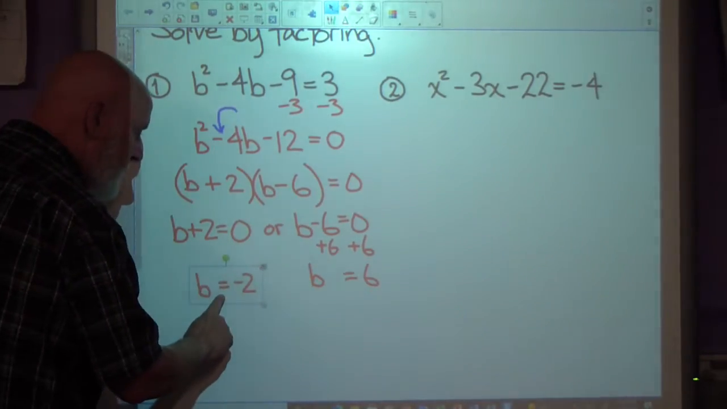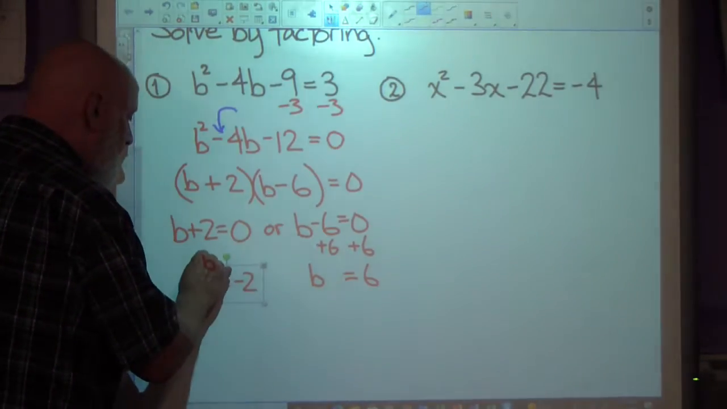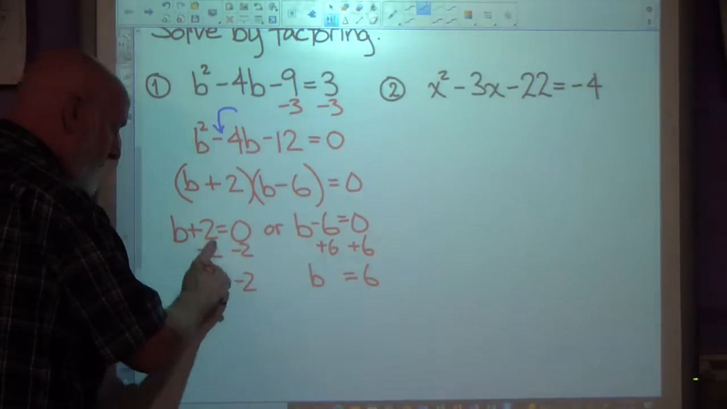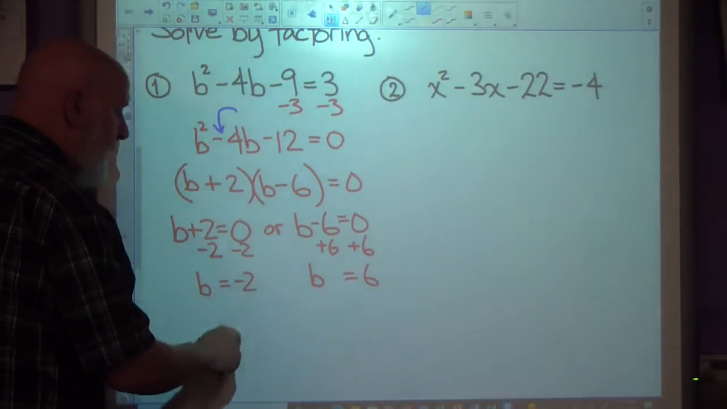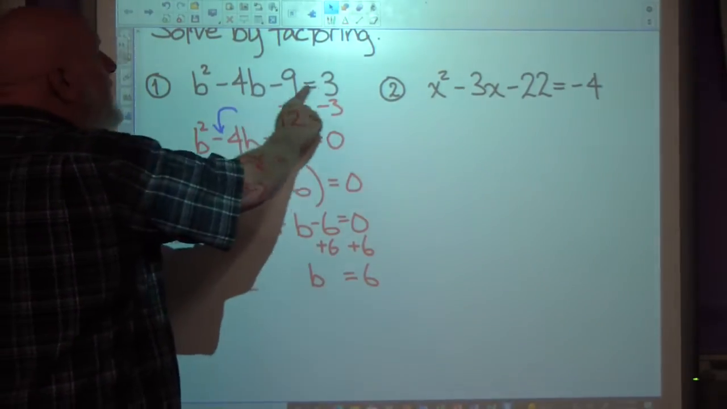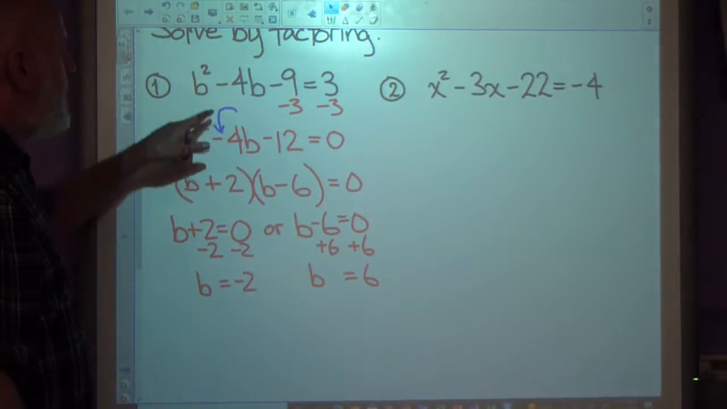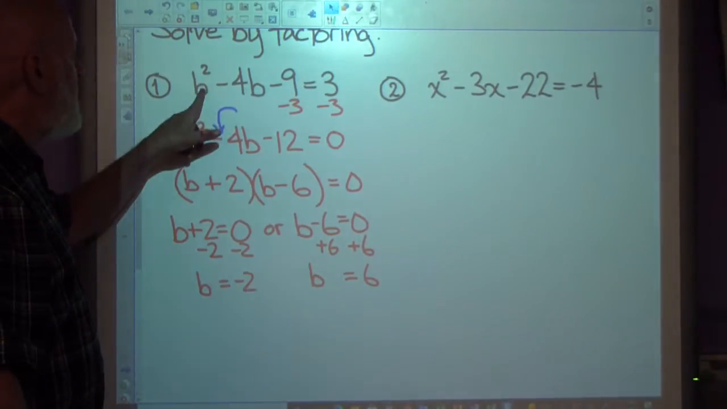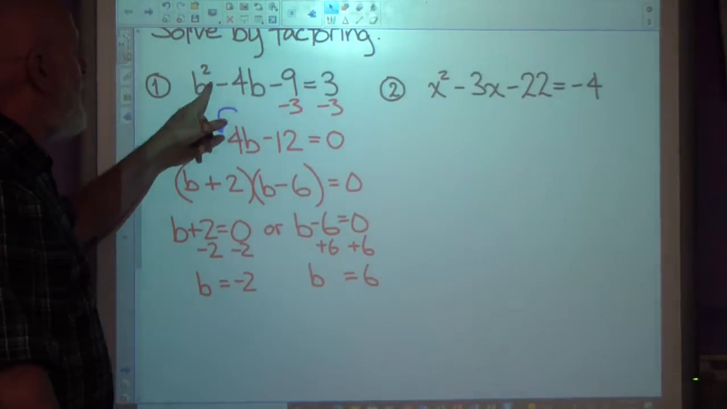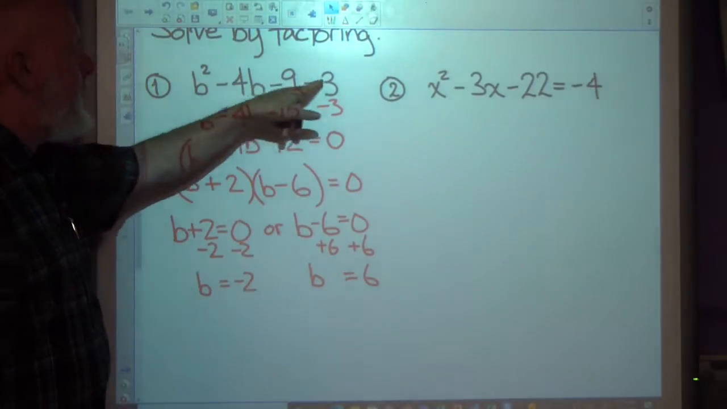I'll go ahead and show subtracting 2 over here also. We subtract 2 from both sides. b plus 0 is b, and 0 minus 2 is negative 2. These are the two values that I can plug into this original equation that will make this true. If I plug in a negative 2 right here and do this arithmetic, I'll get 3. If I plug in a 6 right here and do this arithmetic, I'll get 3.